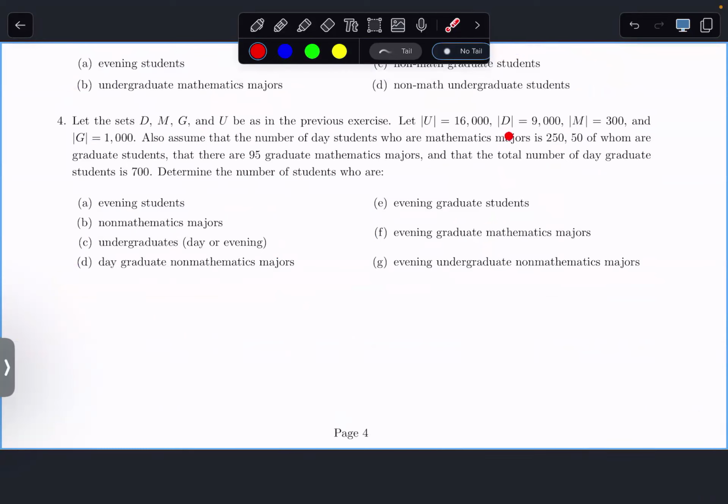The total number of daytime students is 9,000. The total number of math majors is 300. The total number of grad students is 1,000. It's not very helpful because we know there's overlap. You're allowed to be a daytime grad student math person, or some combination. Then we're given more information. Also assume that the number of day students who are math majors is 250, but 50 of whom are also grad students. That's the very core of all the overlaps.